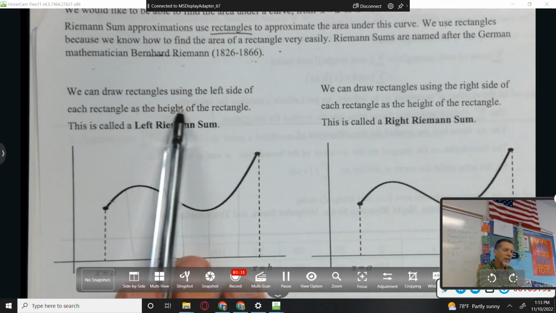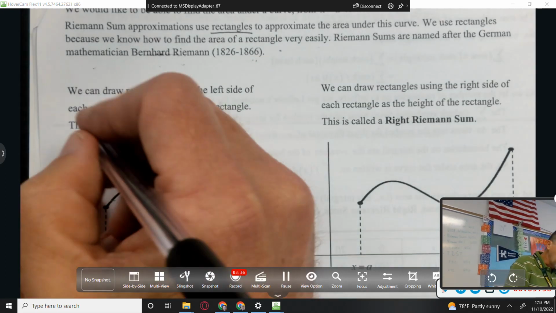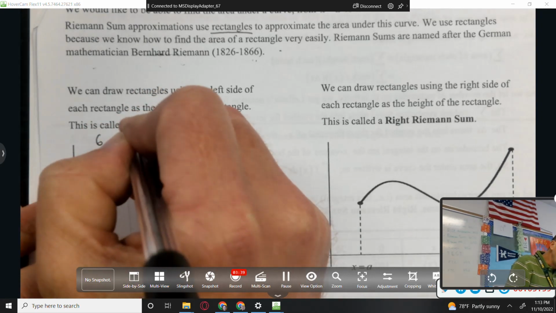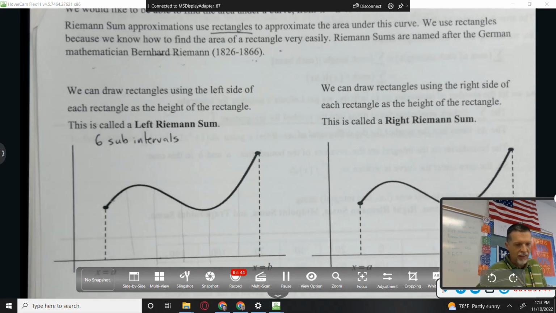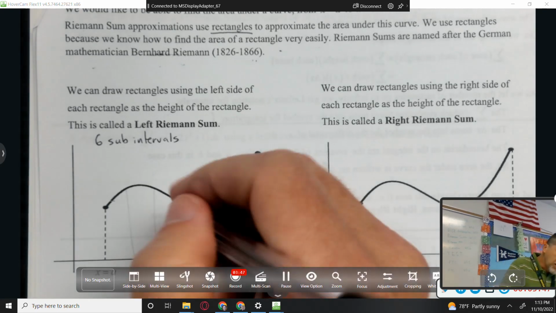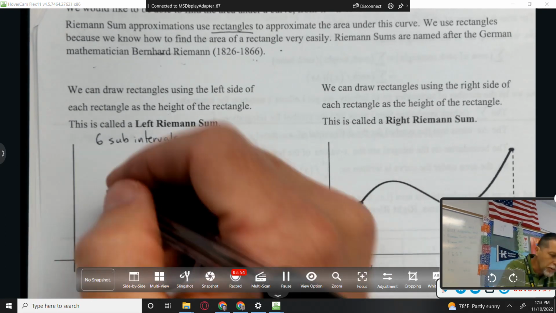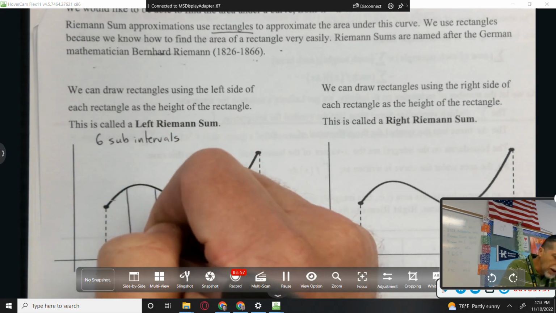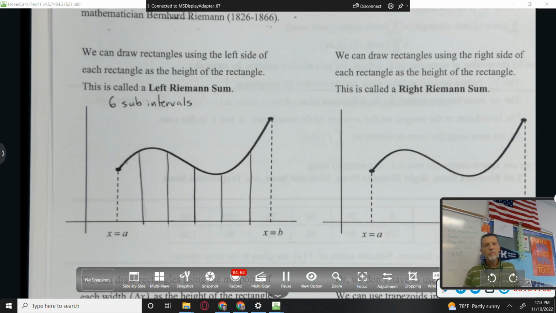So anyway, let's draw rectangles using the left side of each rectangle as the height of the rectangle. Let's back up a little bit. Let's make 6 subintervals first. I just picked 6 because I think that's a nice, easy number to deal with, and because it's not too hard to divide the width in half, and then to divide it in thirds. You can see my pencil marks there from when I was seeing if I could do this by hand. Relatively easy. So 6 roughly equally partitioned subintervals.